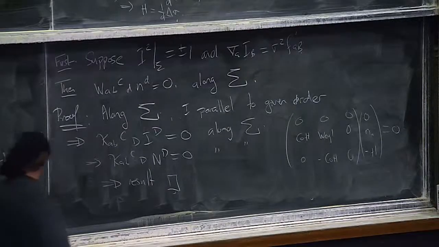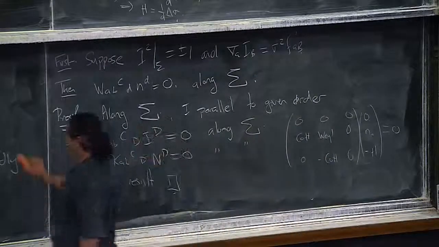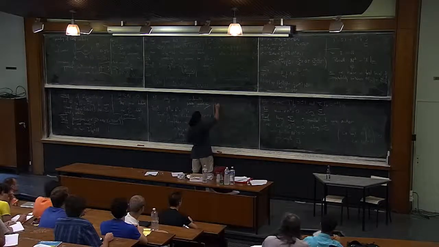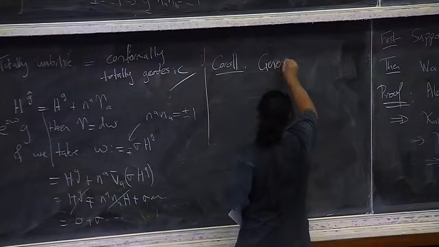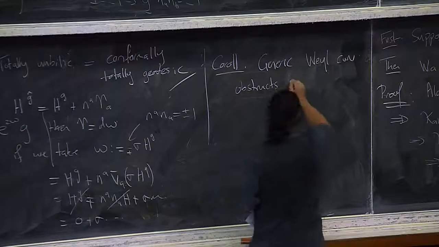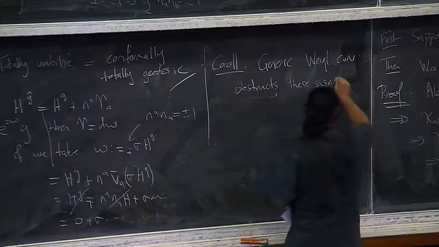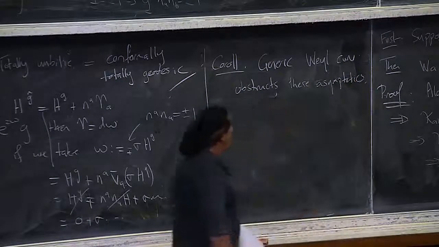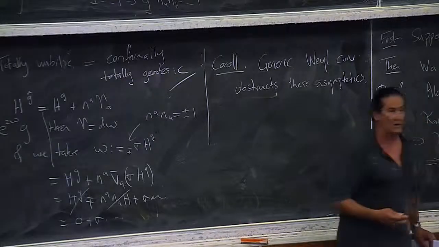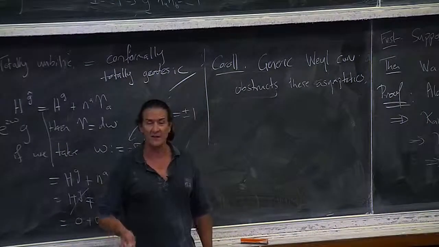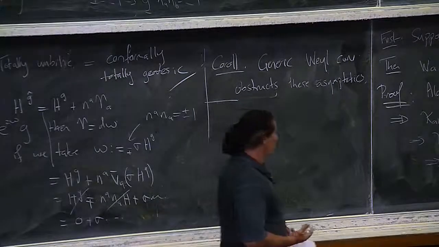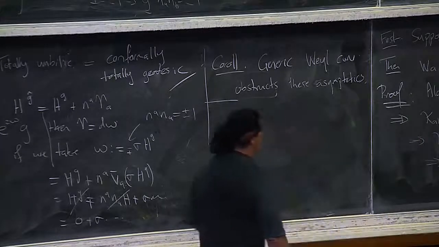Okay, well, as a little corollary of that, a sort of obvious corollary, a generic Weyl curvature obstructs these asymptotics. So in other words, if the Weyl curvature had maximal rank everywhere, then you couldn't have these asymptotics. So this is just a necessary condition. I'm just pointing out that's a kind of obvious conformal obstruction to having this thing conformally compact and asymptotically Einstein in this way.